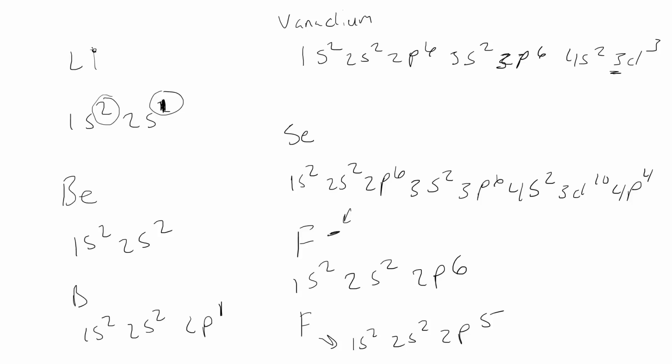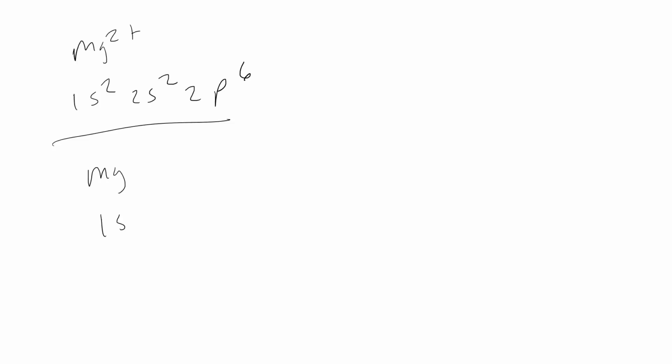That's for the cation too. If I have a cation, let's say magnesium 2+, it's going to be 1s2, 2s2, 2p6, because I've taken 2 electrons away, and now I'm left with this configuration. The regular configuration for magnesium is 1s2, 2s2, 2p6, 3s2, okay?